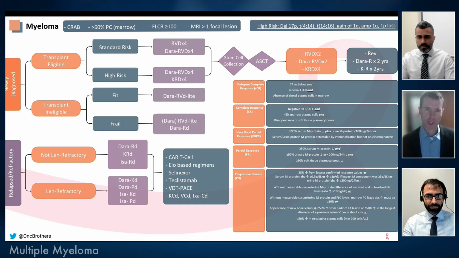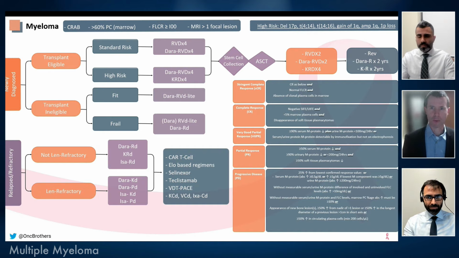And then if you do imaging, MRI, or even PET-CT, if a patient has more than one focal lesion, which is an accumulation of myeloma cells in the bone marrow, these focal lesions also qualify a patient to get systemic treatment. On the right-hand side, you see that high-risk cytogenetics in the myeloma cells in the bone marrow are relevant markers.